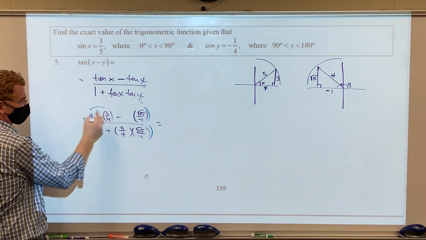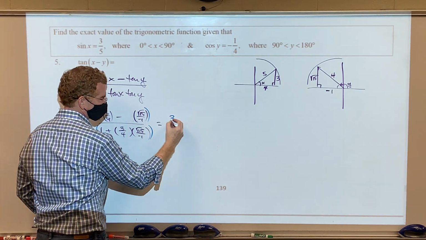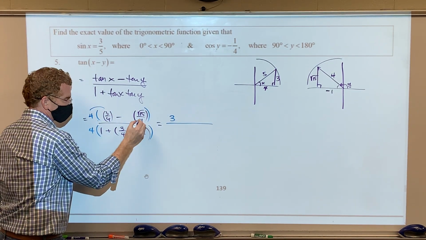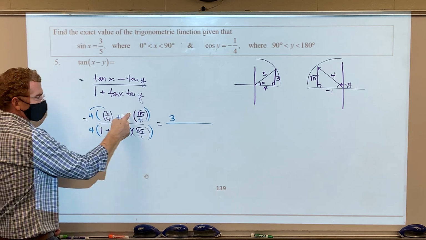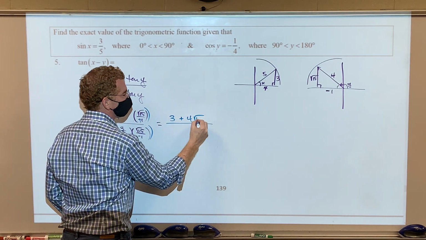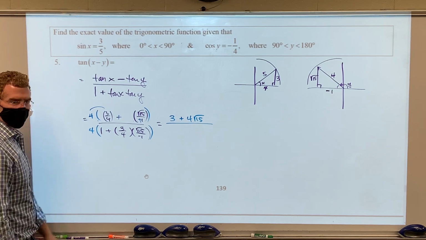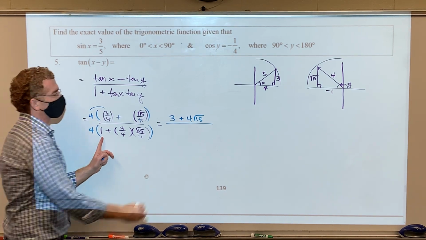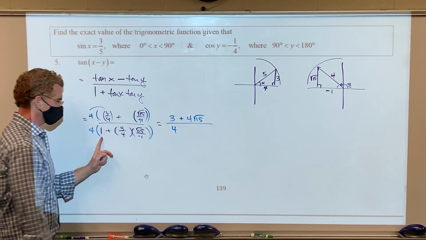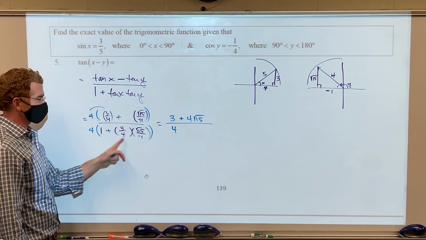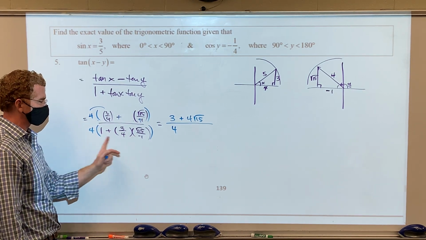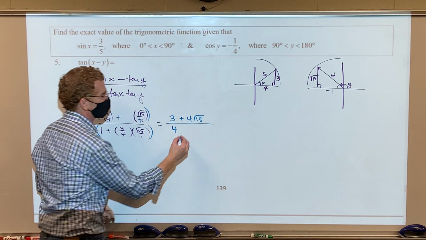So let's distribute it in. 4 times that leaves me a 3. Now those two negatives are going to become positive. 4 times that leaves me a 4 root 15, which is, granted, a little ugly. 4 times 1 gives me a 4. And then 4 times this fraction combination does still cancel the 4s and leaves me a negative 3 root 15.